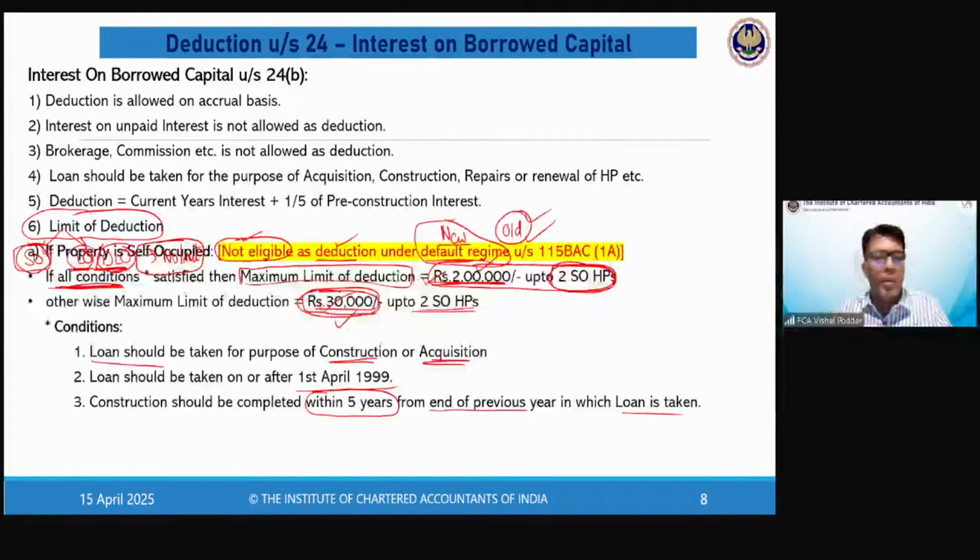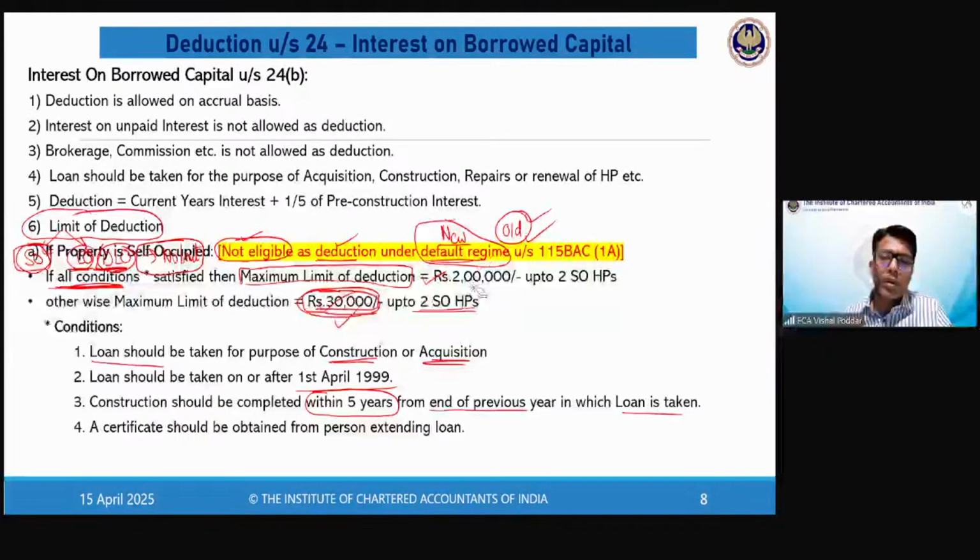First, check whether your property is self-occupied or let out. If it is let out, deemed let out, don't worry. Everything in interest is eligible, whether old scheme or new scheme, no limit, no problem with schemes. If your property is self-occupied, then first check the scheme. New scheme, no deduction. Old scheme, deduction, but subject to a limit. Limit is how much? Limit is 2 lakhs if all conditions are satisfied. If any condition is not satisfied, limit is 30,000.